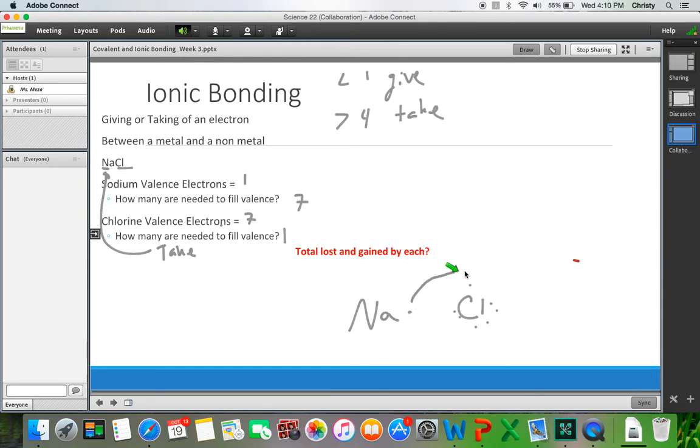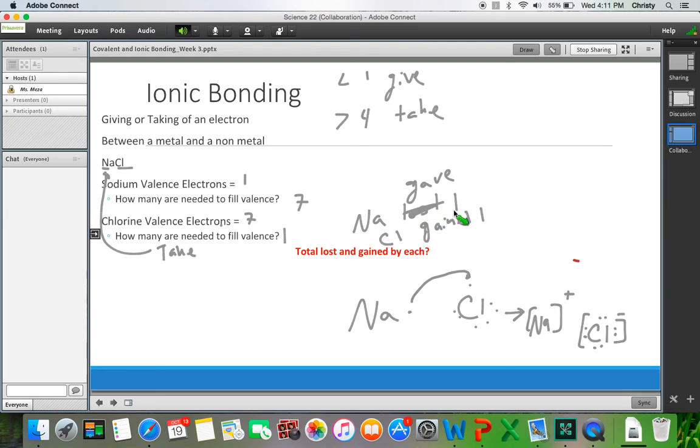So this sodium electron is going to go over here, basically, and then what we get is sodium that lost an electron. So if you lose an electron, you have a positive charge. And then we have a chlorine who gained an electron, and it has a negative charge, but it has all of its valence electrons filled up. So how many total lost and gained by each? So sodium lost 1, and chlorine, well, let's just say sodium gave 1. And that means chlorine gained 1. Okay? Not too bad.